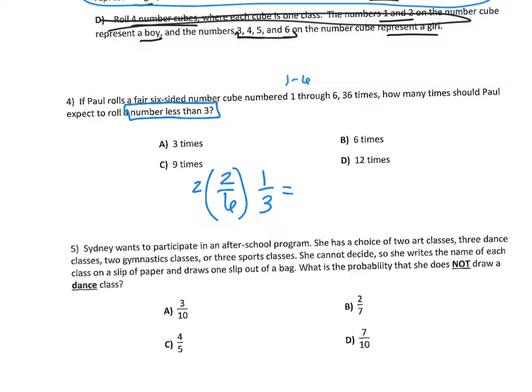And now we want to see if we roll it 36 times as our total, how many would be less than 3. So we can set up a proportion, we can cross multiply and divide. Basically 36 divided by 3. 12.